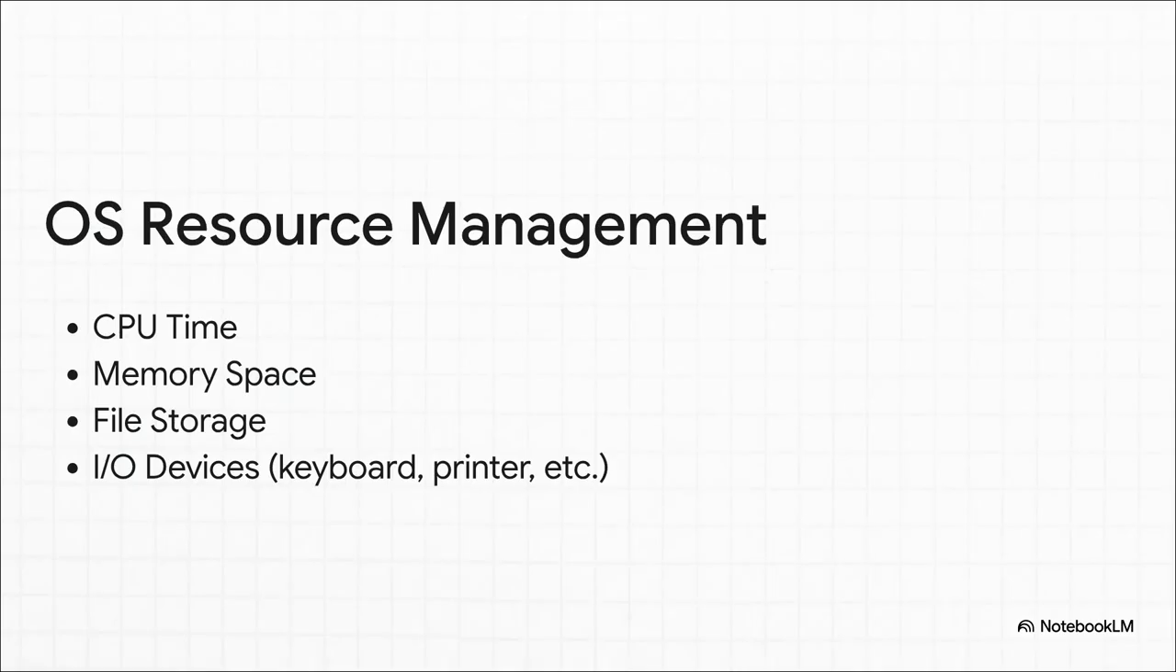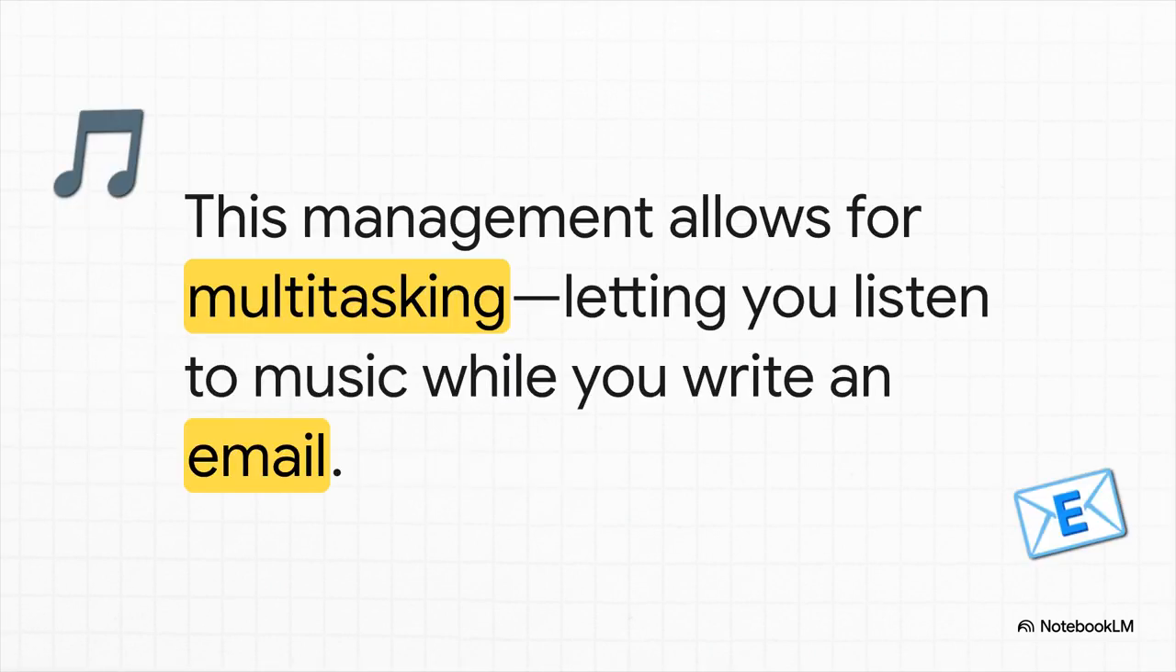You can even think of these resources as different government departments that the OS has to manage. It's in charge of deciding which program gets to use the CPU and for how long. It's allocating chunks of memory for each application. It's managing where all your files are stored on your hard drive. And it's controlling all your input and output devices, your keyboard, your mouse, your printer, you name it. And this resource management, this constant juggling act, is the exact reason you can multitask. When you're listening to music while writing an email, it's the OS in the background expertly switching resources between Spotify and your mail app thousands of times a second. Without it, you'd be stuck doing only one thing at a time.